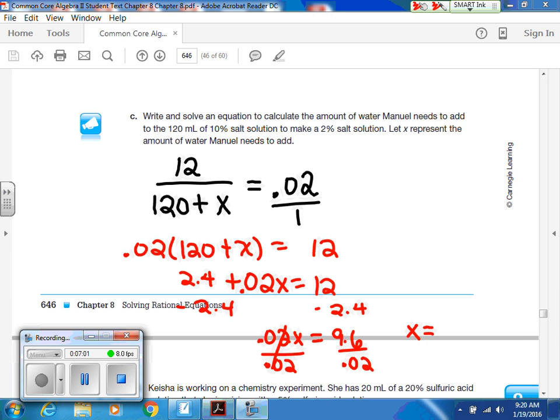Well, I got 480 and I got 360. You have to do what? No, this is what you add to it. This is just what you're adding to it. You have to add 480. Yeah. See, we already have the 120. Plus what? Well, plus 480. Yeah, it's 480 milliliters. Yes.